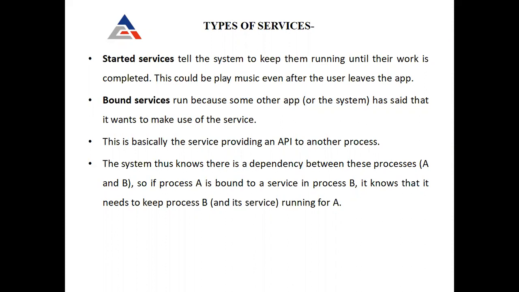The system thus knows there is a dependency between these processes, let's say A and B. If process A is bound to services in process B, it knows that it needs to keep process B running to run process A. So that becomes the bound service, in which one process can run only when it gets the services from the other process. So we can complete process A only when we get the services of process B. These are the types of services: started and bound.